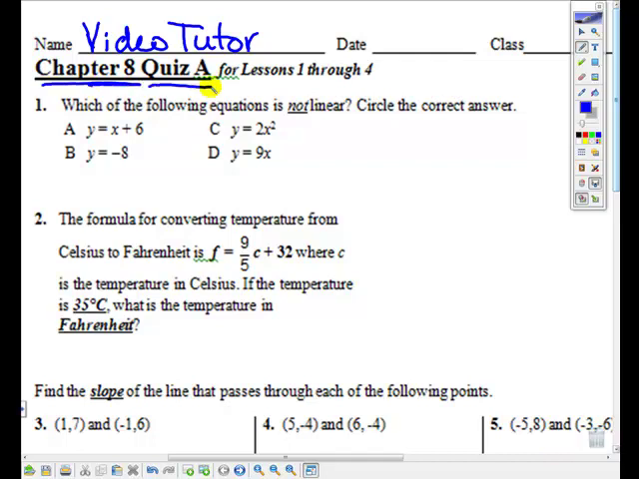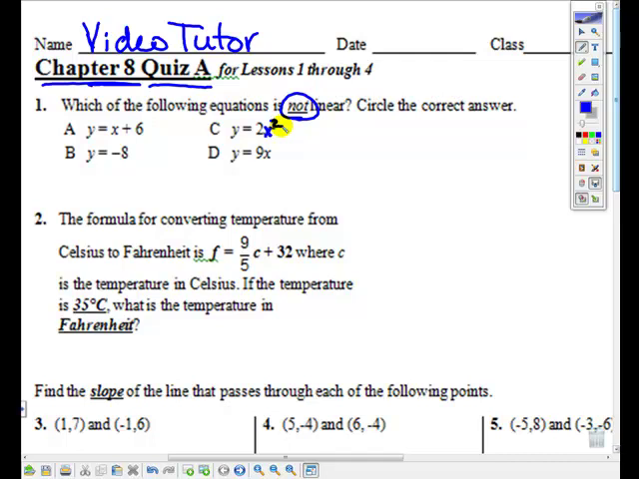And if we look at question number 1, it says which of the following equations is not linear. That's important to make sure you realize you're looking for the one that's not linear. You should circle the one that is not linear. And the key thing is that right here in this equation we have the variable x raised to the second power, and that's going to cause it to not be linear.